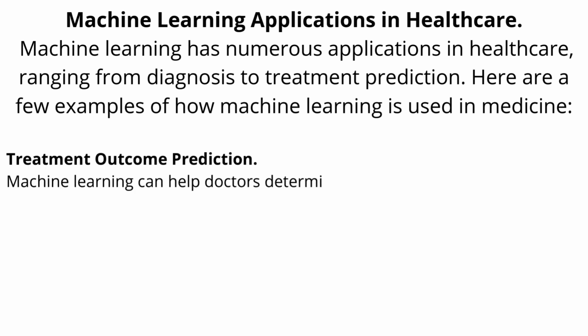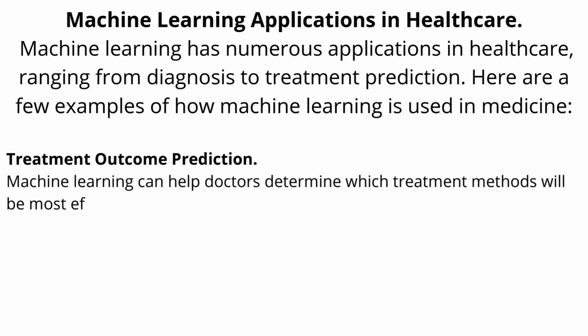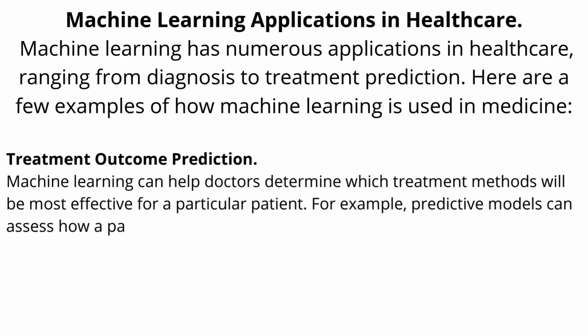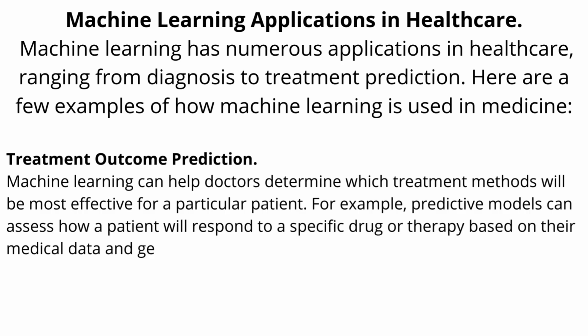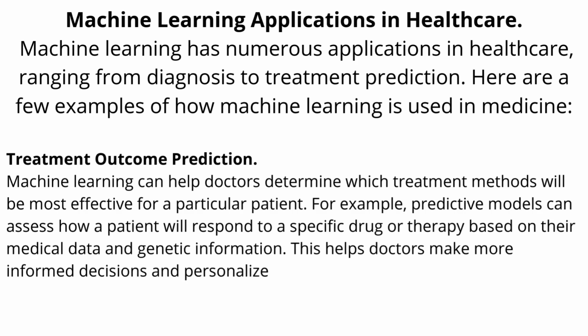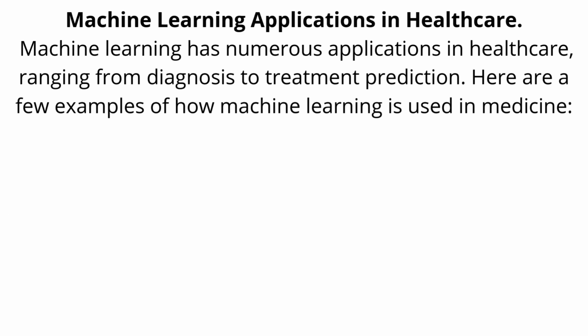Treatment outcome prediction. Machine learning can help doctors determine which treatment methods will be most effective for a particular patient. For example, predictive models can assess how a patient will respond to a specific drug or therapy based on their medical data and genetic information. This helps doctors make more informed decisions and personalize treatment.